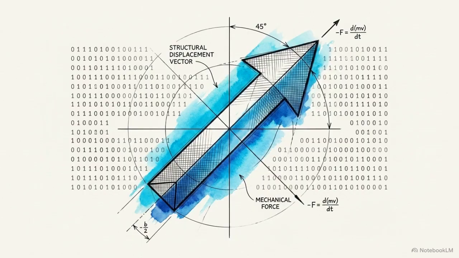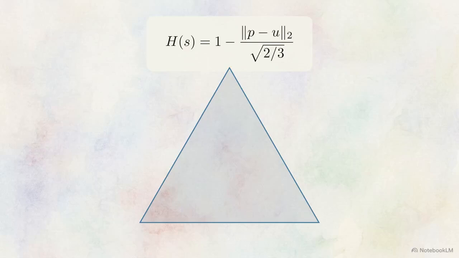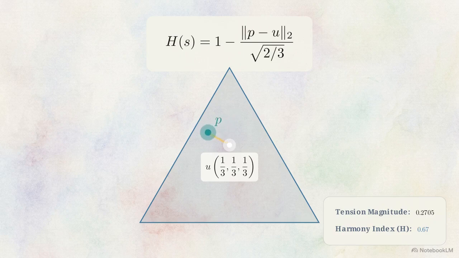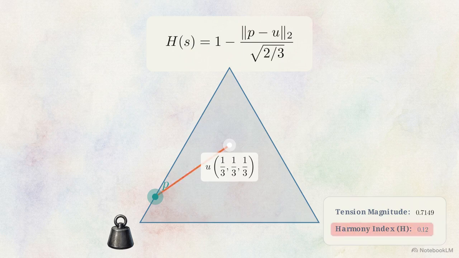To operationalize this geometric balance, the system translates the current state into strict mathematics using a normalized state vector. This equation is the geometric harmony index. It calculates the exact displacement of the system away from perfect equilibrium. The current state is plotted as vector p. Perfect balance is point U, at coordinates 1/3, 1/3, 1/3. The line connecting them is the Euclidean distance. This distance represents tension magnitude. The further the vector strays from the center, the higher the mathematical tension.